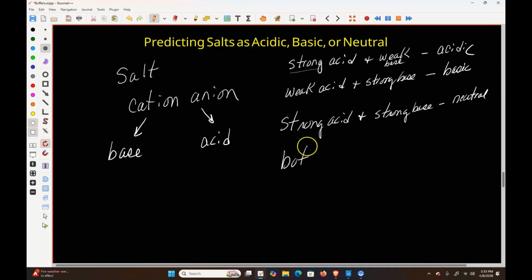If both are weak, I have to compare the respective Ka and Kb values to determine which one has the greater influence. So if the Ka is larger, then it's going to tend to be more acidic. If the Kb is stronger, then it's going to be more basic.